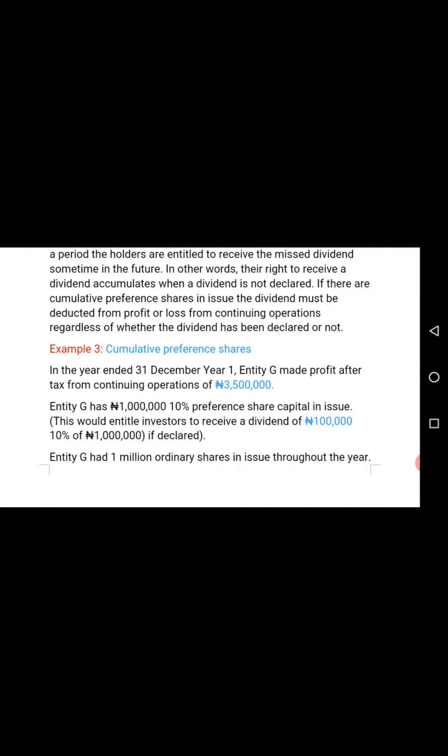And so if I have, say, 50,000 out of that 1 million naira preference shares in the company, I would get 5,000 yearly as my dividend payment for owning those preference shares. Now it says this would entitle investors to receive a dividend of 100,000 naira. As I said before, that's 10% of 1 million, if declared.